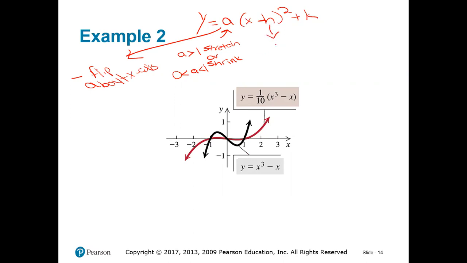H here, if it's positive, move to the right. If it's negative, move to the left. K here, if it's plus K, then that means K is positive, right? You move up. K is negative, you move down. So that's what's going to happen to the function. You're going to be given a function and you're going to shift it.